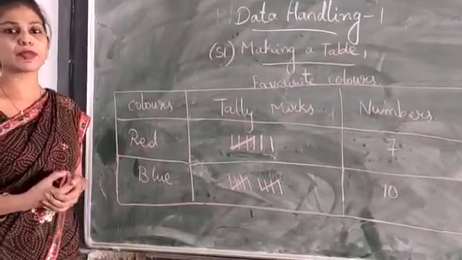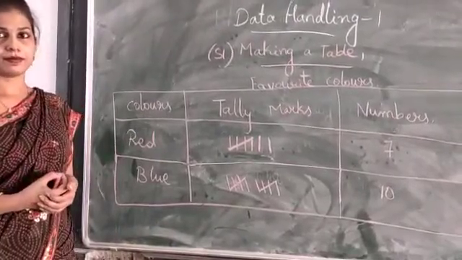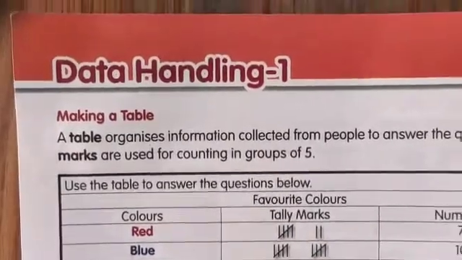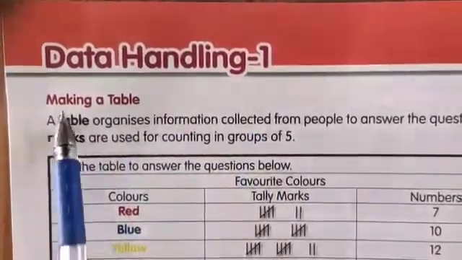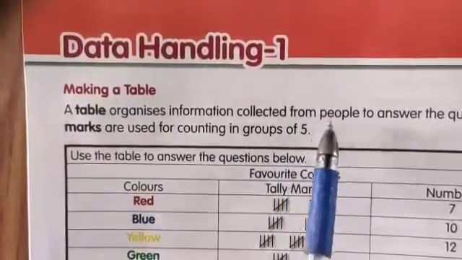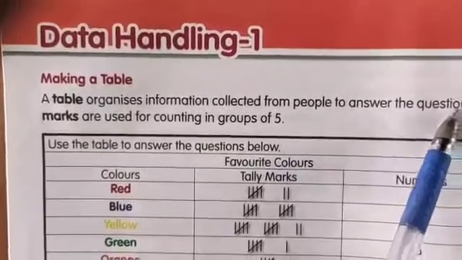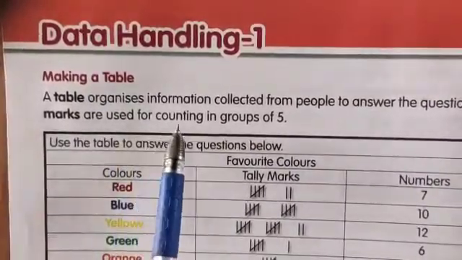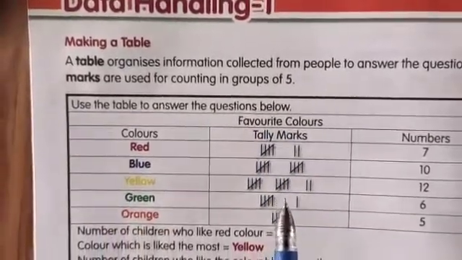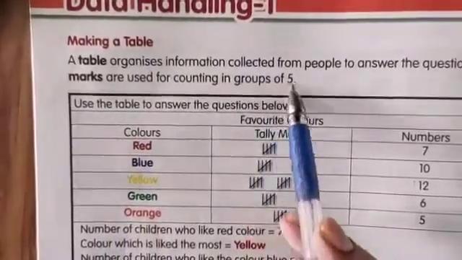Now, I am going to explain in the reader. Children, all of you open your maths readers, page number 170, data handling 1. Making a table. A table organizes information collected from people to answer questions. Tally marks are used for counting in groups of 5. Children, just now I showed you that it is groups of 5.